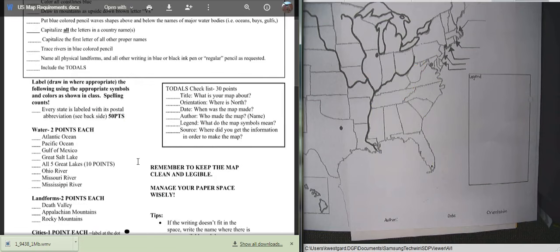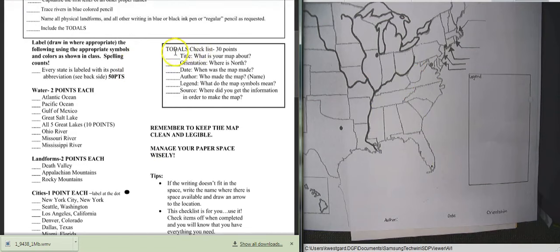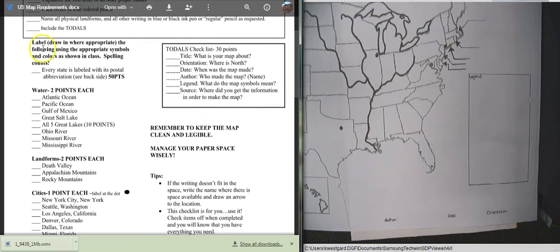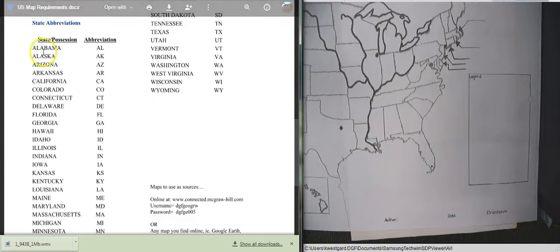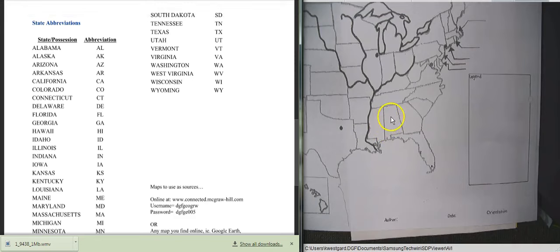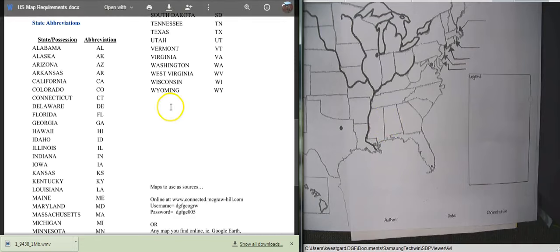Now if I were to scroll down, or you would just look down, you will see that the totals gets 30 points. And these are our directions for the U.S. map. The first direction says label, draw in where appropriate, the following using the appropriate symbols and colors as shown in class. Spelling counts. So for 50 points, every state is labeled with its postal abbreviation. On the back side of your paper, I've given you the state and the postal abbreviation. So for Alabama, you would come over here and write in a capital A and a capital L. Do that for all the states.